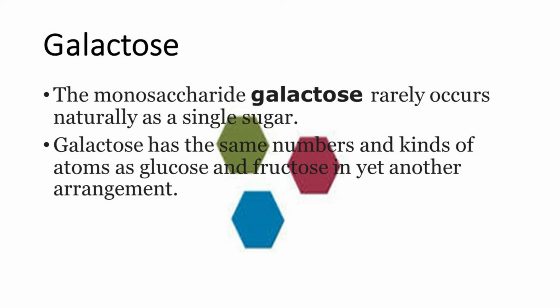The monosaccharide galactose rarely occurs as a single sugar. Galactose has the same number and kinds of atoms as glucose and fructose in another arrangement. Galactose was first isolated by Louis Pasteur in 1855 from milk.